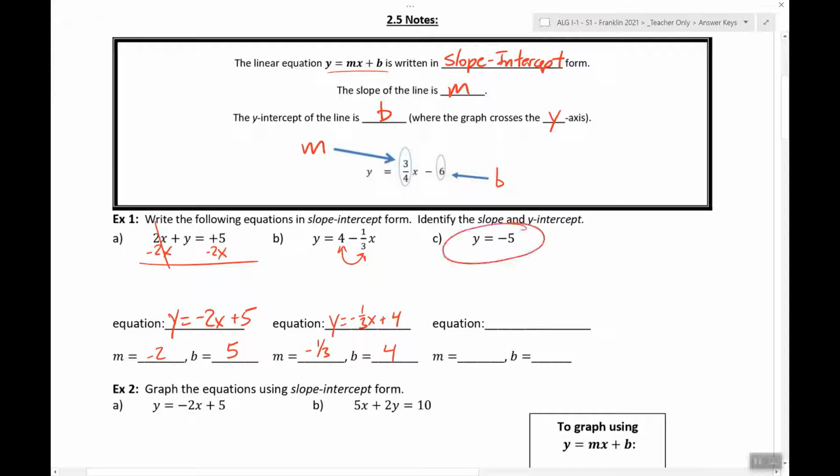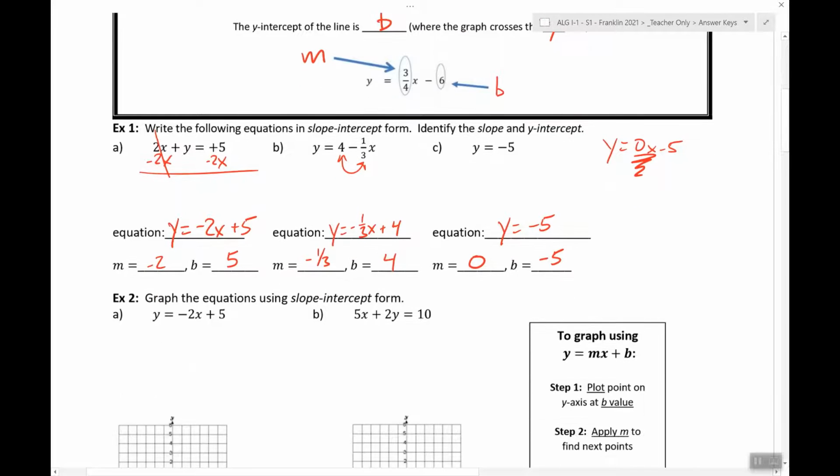Now this equation here, for example C, that's already in slope-intercept form. So y equals negative 5. But the thing about an equation like this is we don't have an x term at all. So there's kind of like this 0x that we don't have to write. And you shouldn't include it even when writing in slope-intercept form because you do want to write the equation as simplified as possible. But when identifying the slope, you do need to know that that slope is going to be 0. And our y-intercept is negative 5.